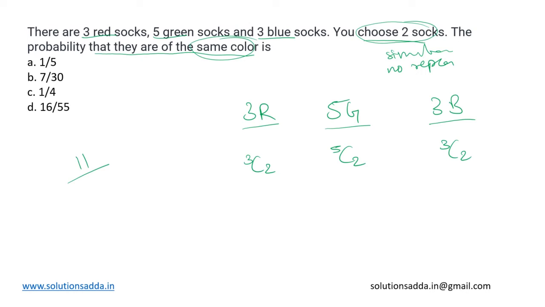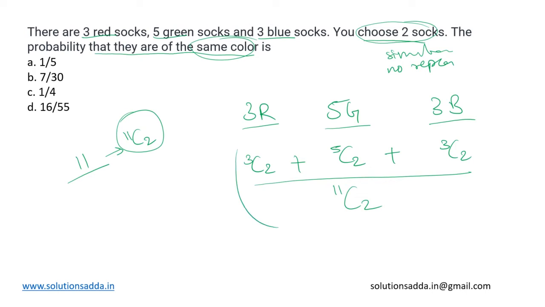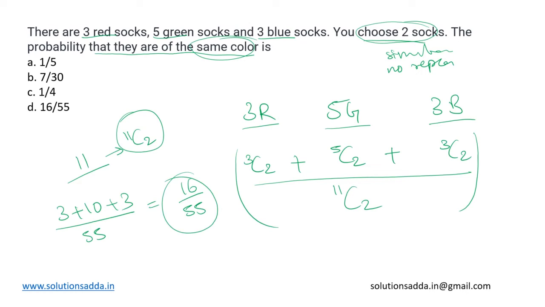So in total there are 11 socks, and among these 11 socks, if we were to pick up any two socks randomly, then that would have 11C2 ways. So the favorable cases which we have is the sum of these three, and the total number of cases is 11C2. So our probability will be like this. And on solving this particular expression, we get 3 plus 10 plus 3 upon 55, which becomes 16 by 55. So that is the probability of getting two socks of the same color among the given bunch of socks. So the correct option would be D, 16 by 55.